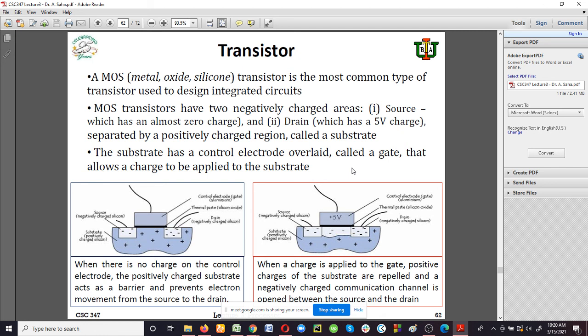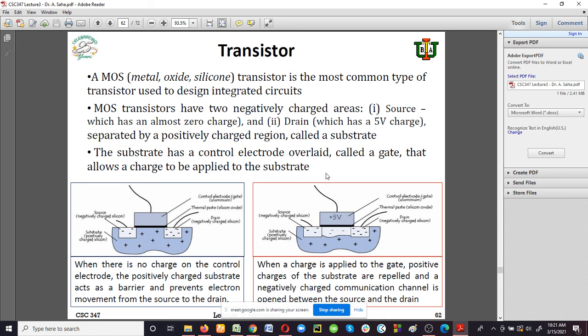When there is no charge on the electrode, the left side figure is showing that the substrate makes a barrier between the source and drain. When voltage is applied onto the electrode, a negatively charged communication channel between source and drain is developed. That is just trying to show you how the MOS transistor works. Okay, go to the next.